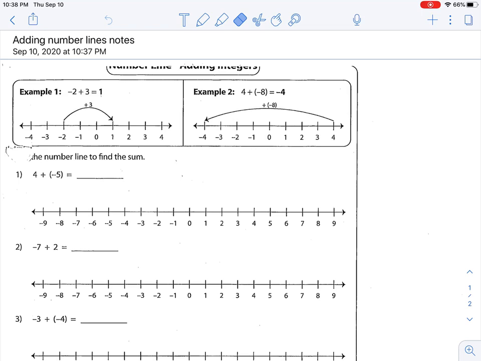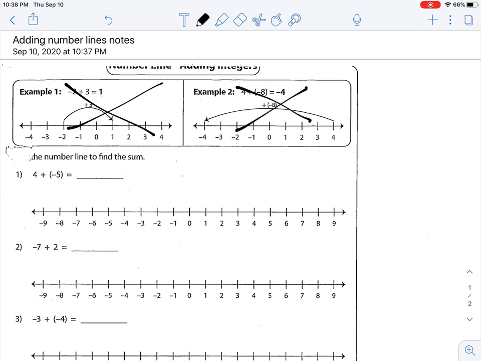Hello. This is going to be your lesson on how to use number lines to add integers. So the first thing that we're going to do here is at the top, we're going to cross out example 1 and we're going to cross out example 2 because we are not going to do our problems like that.